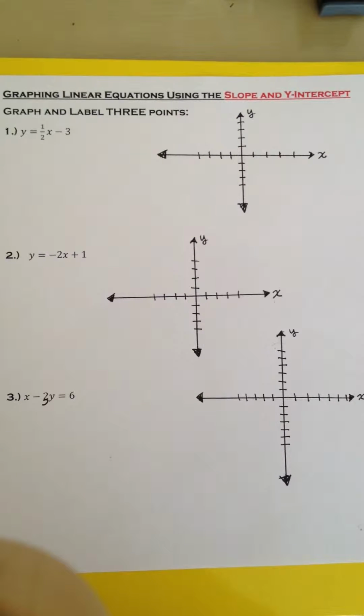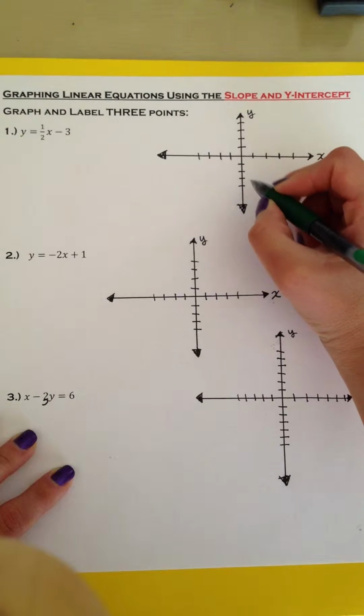Let's take a look at the first equation. Y equals 1/2 x minus 3. From the equation, we know that the y-intercept is -3. That is always located on the y-axis. So we have our first point.